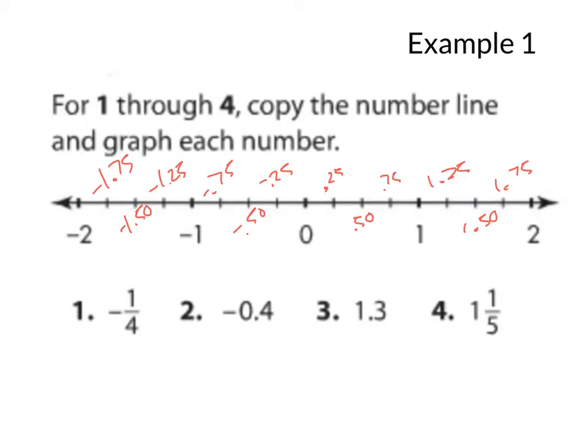All right. So now we're going to talk about number 1. I see that number 1 is -1/4. I know that I need to make that into a decimal, and the way that I do that is dividing like this. I see I can't divide that. I'm going to add a decimal and 2 zeros.